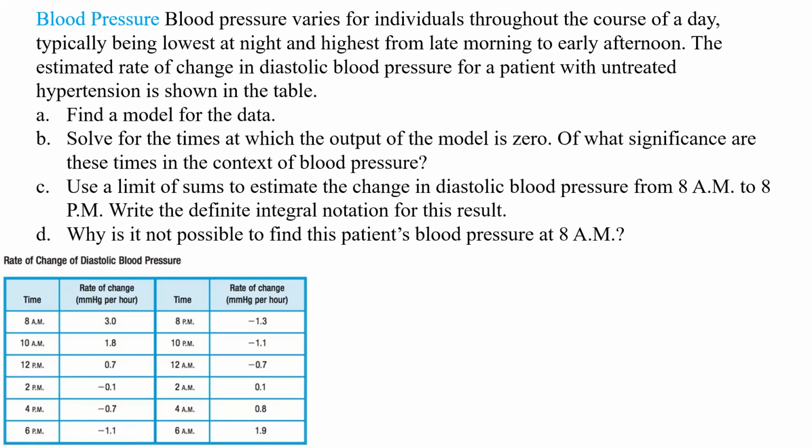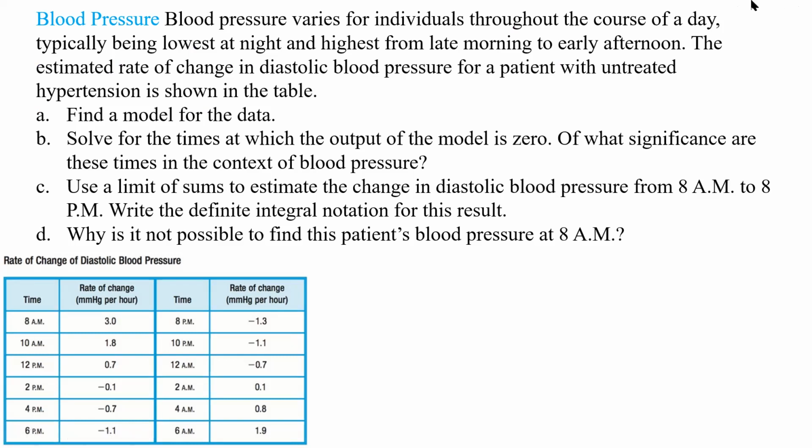Then we're supposed to solve for the times at which the output of the model is 0, and of what significance are these times in the context of blood pressure, and use a limit of sums to estimate the change in diastolic blood pressure from 8 a.m. to 8 p.m., and then write the definite integral notation for this result. And finally, why is it not possible to find this patient's blood pressure at 8 a.m.? All right, so we're going to go to our calculator.